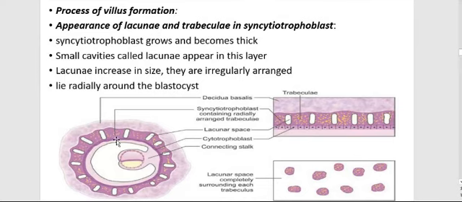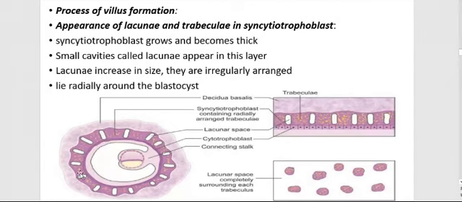And then this layer, which is darkly purple, is the cytotrophoblast. And this one is the syncytial trophoblast. Here, this whole conceptus is implanted in the endometrium, which is now called the decidua. So let's see how these chorionic villi are formed.